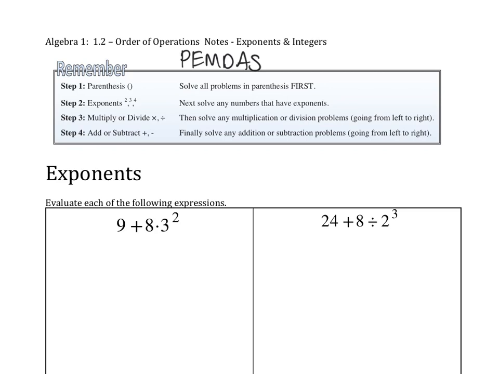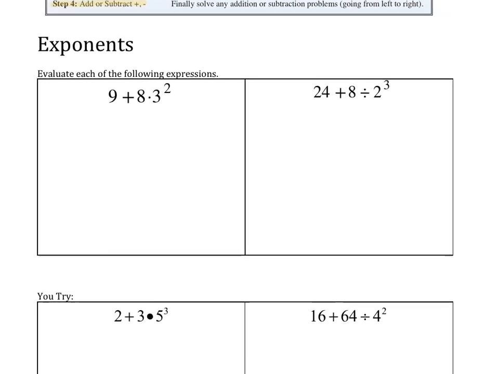So step 1, P stands for parentheses, and that's what you're going to do first. Step 2, E stands for exponents, and that's what you're going to do next. Step 3 stands for MD, which is multiply or divide. And remember, for those, you're always working left to right. And the last step, step 4, is add or subtract, and that stands for AS in PEMDAS. And again, remember, you're working left to right. So now we're adding in integers and we're adding in exponents. So let's look at a couple of these examples.